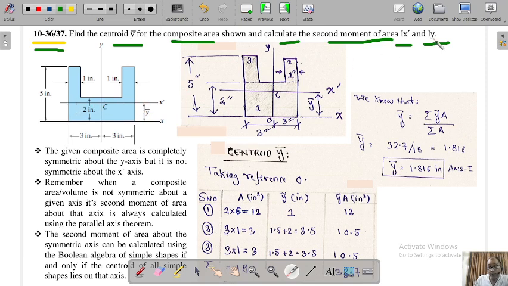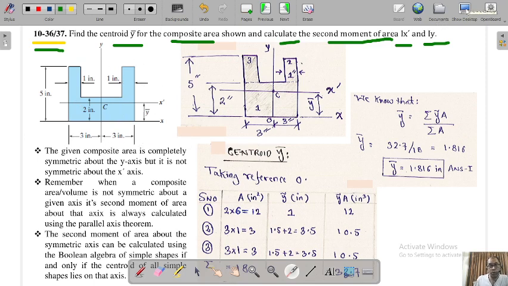He also says to calculate the second moment of area about the y-axis. So you have to calculate two second moments of area, one for Ix dash and one for Iy. That is what he's trying to say, and this is very important. Apart from that, you can see this composite area is all rectangular.